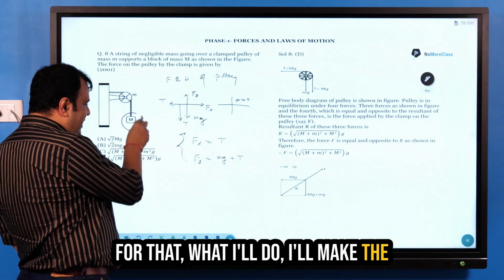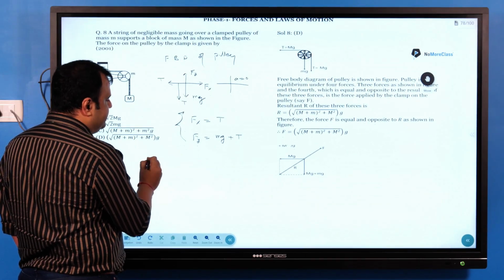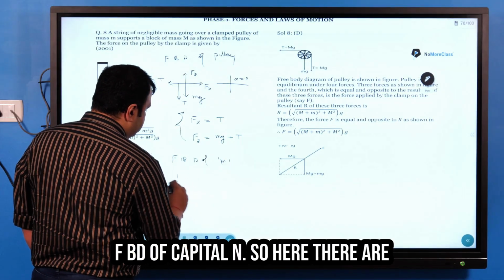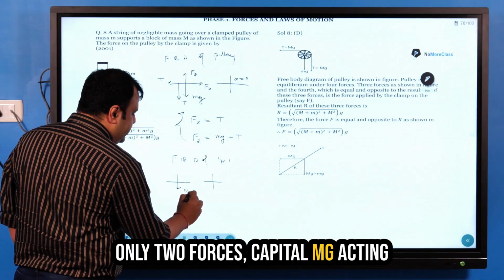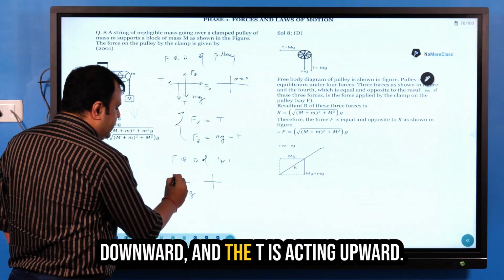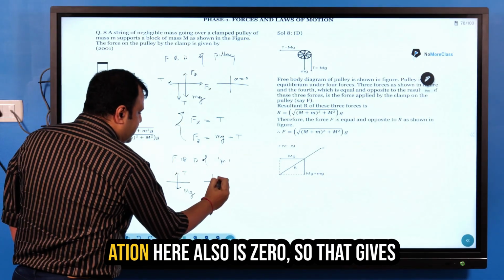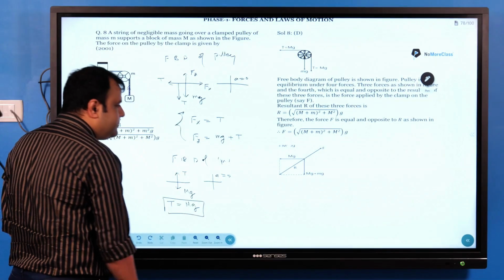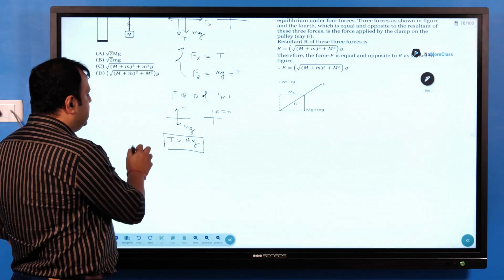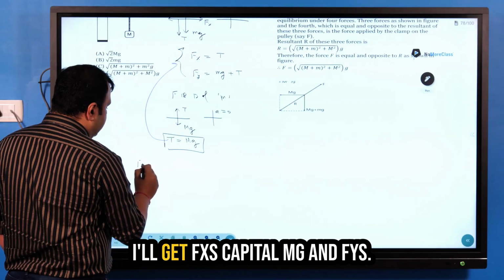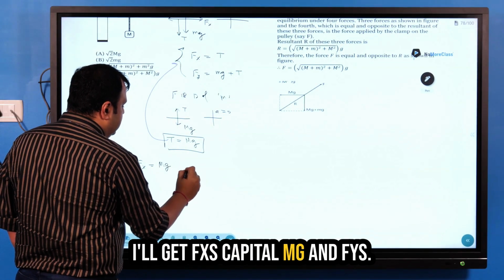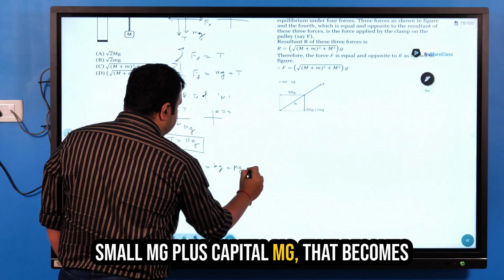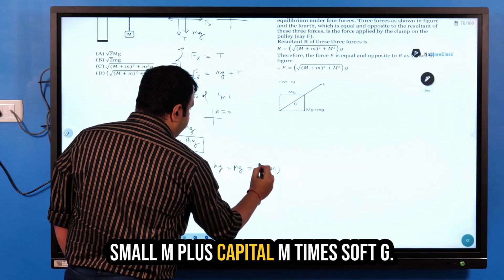For that, I'll make the FBD of this bigger block, capital M mass. FBD of capital M. So here there are only two forces, capital Mg acting downward and T acting upward. Acceleration here also is 0. So that gives me T is equal to capital Mg. Now this T I can put here. So I'll get Fx as capital Mg and Fy as small mg plus capital Mg. That becomes small m plus capital M times g.